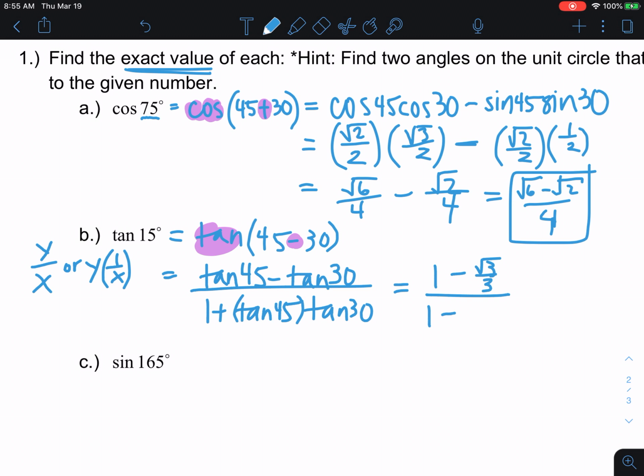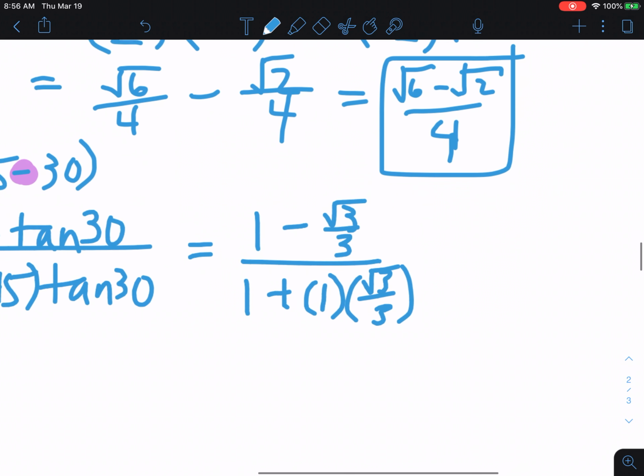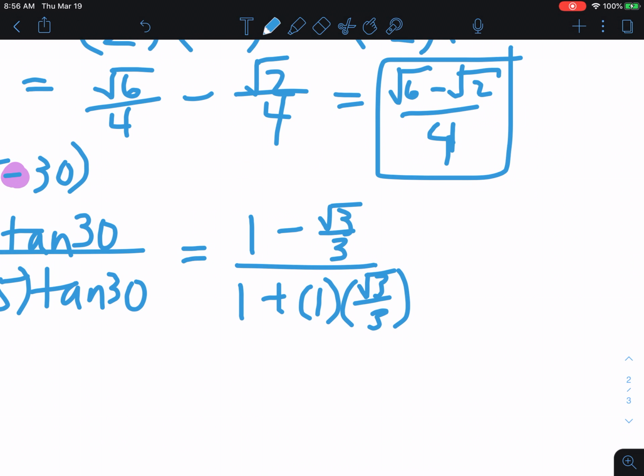We've got 1 from the actual identity, and then tangent of 45 is 1. We already figured that out. And tangent of 30 is root 3 over 3. From here, we've got to work towards simplifying. So the first thing that I see is this 1 times root 3 over 3. I'm just going to go ahead and change that to root 3 over 3.